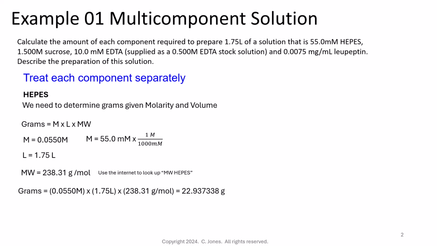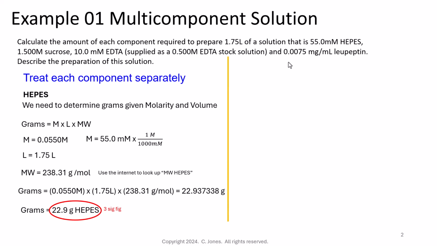0.0550 molar times 1.75 liters times 238.31 grams per mole. When you do this on your calculator, at least mine gave 22.937338 grams. That's a lot of digits. And if you look up in the original problem, we see that there's 3 significant figures in the volume, and there's 3 significant figures for the molarity of HEPES. So our answer has to have 3 significant figures. So when we do the roundup, we get 22.9 grams of HEPES. So we've solved how much HEPES we need.